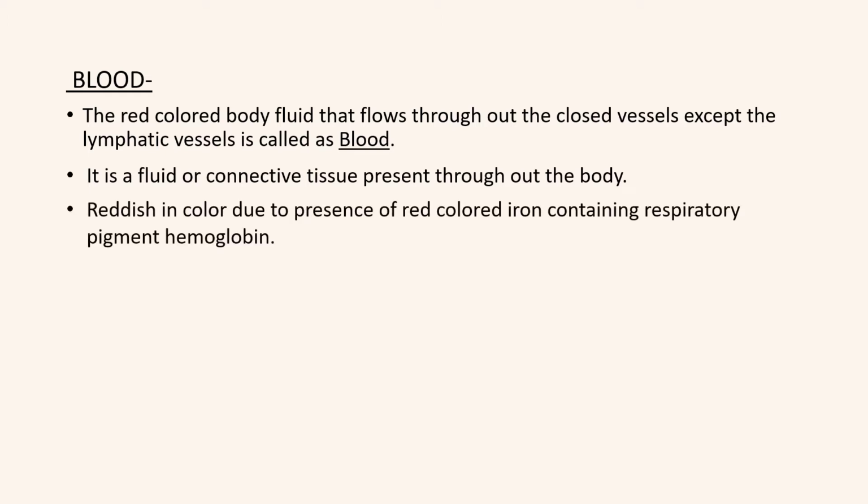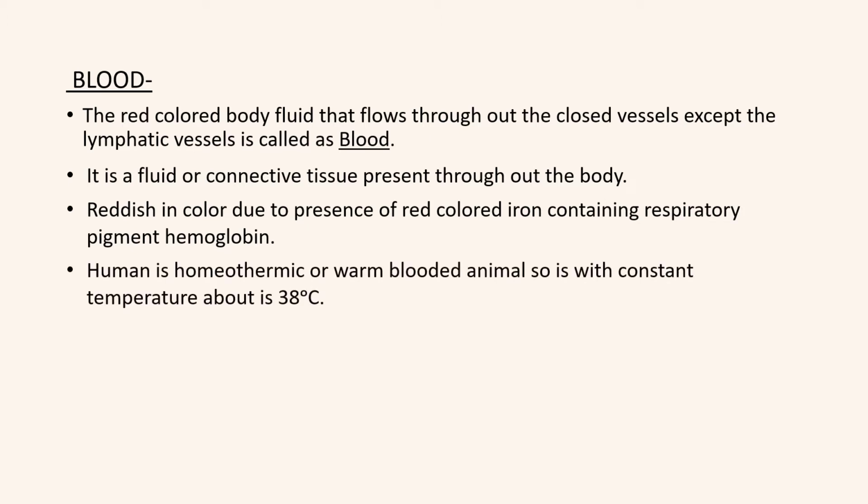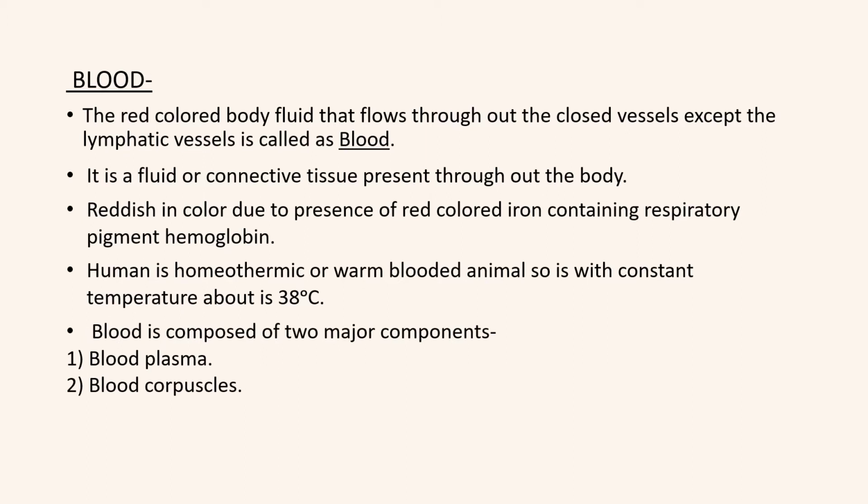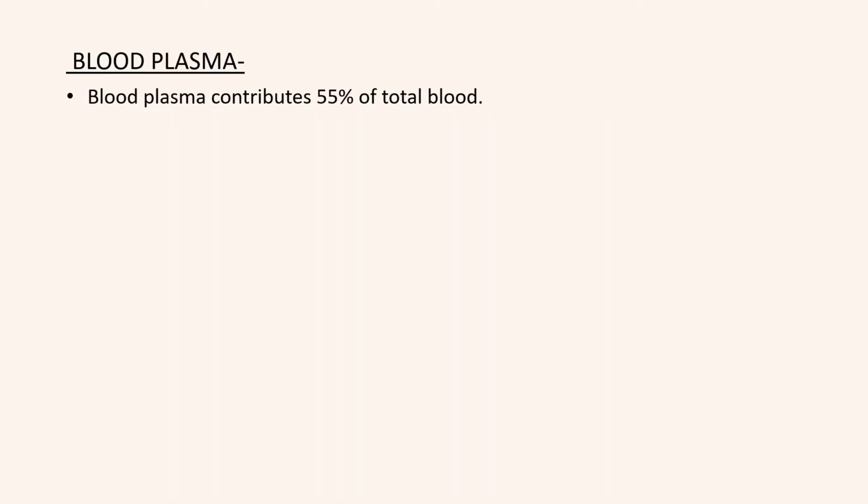It is reddish in color due to the presence of the red-colored, iron-containing respiratory pigment, hemoglobin. Humans are homeothermic, or warm-blooded animals, so they have a constant temperature of about 38 degrees Celsius. Blood is composed of two major components: blood plasma and blood corpuscles. Blood plasma. It contributes about 55% of the total blood present in a human body.